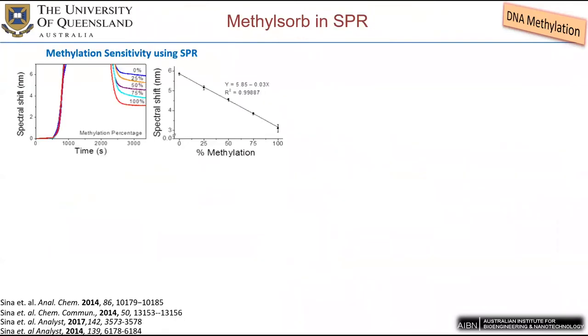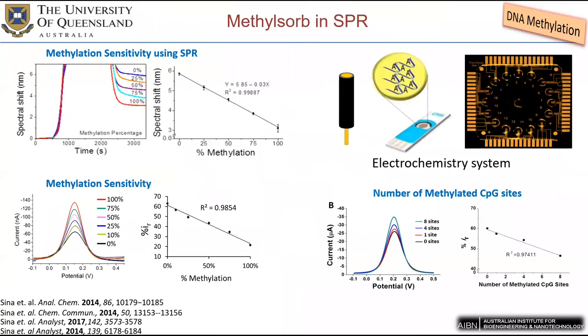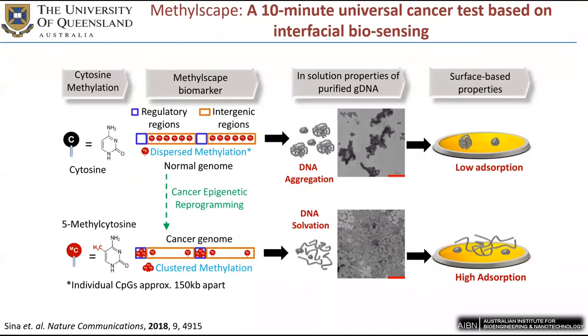So to achieve this goal, we developed a new interfacial biosensing method, which we termed methylscape. This is a 10-minute test that can detect many cancer types within a minute. So how does it work? As you can see here, we just used the black ball to represent the cytosine and the red ball to represent the methylated cytosine.